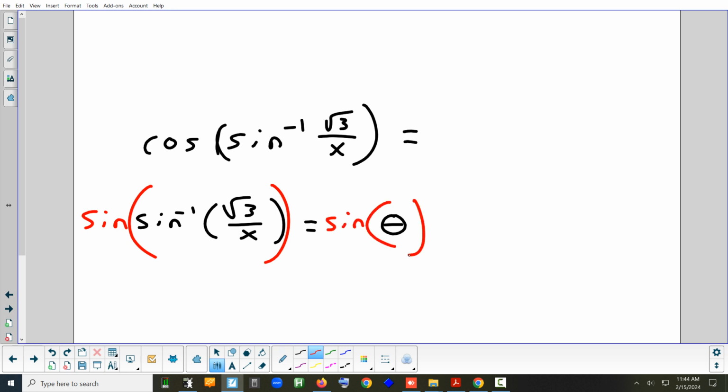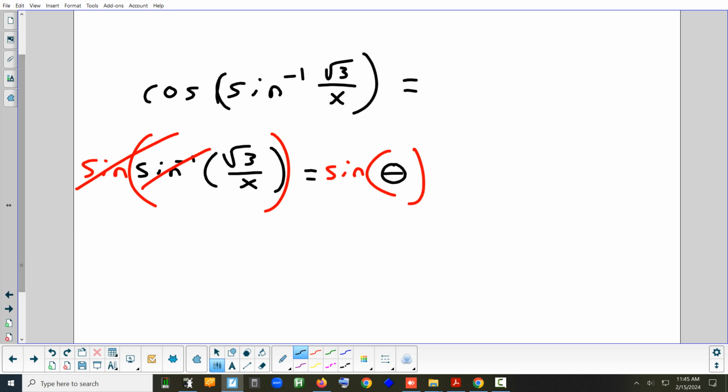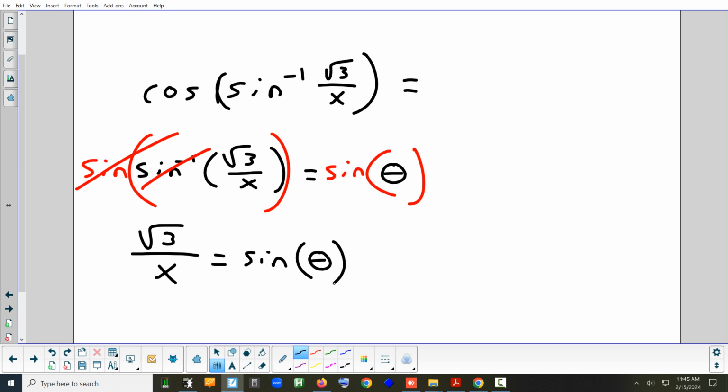And what happens on the left? Cancels out. So what are you left with on the left? X. How about on the right? Sine theta. So now you need to draw a picture where you put an angle, and when you take the sine of that angle, it's root 3 over x.